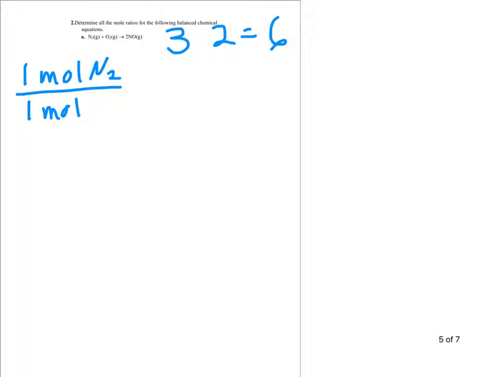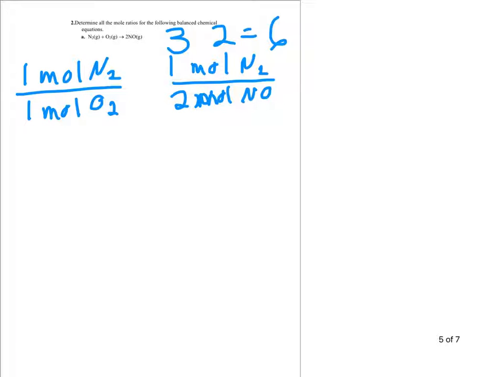Good. Question number 2, we want to determine all the mole ratios. So here we have 3 substances, so we're going to end up with 3 times 2, or 6 mole ratios. And we have to have a balanced chemical equation. It already is balanced. So I'll just start with 1 mole of N2 over 1 mole of O2. And I'll do 1 mole of N2 over the other substance, 2 moles of NO.